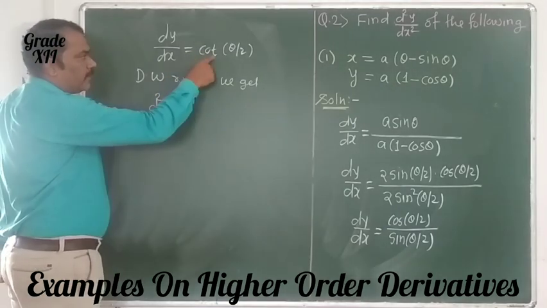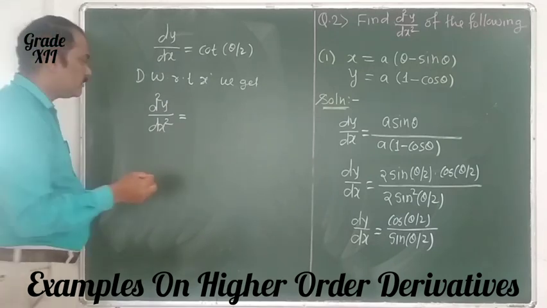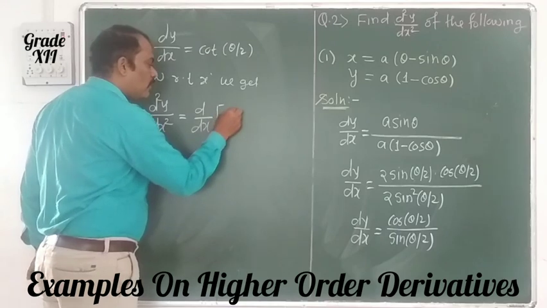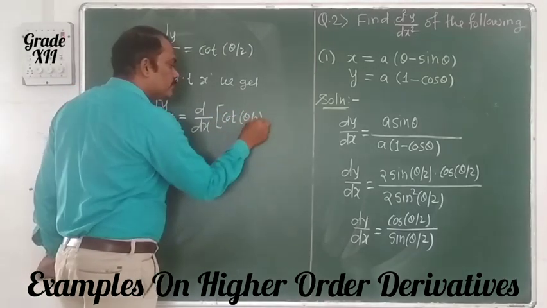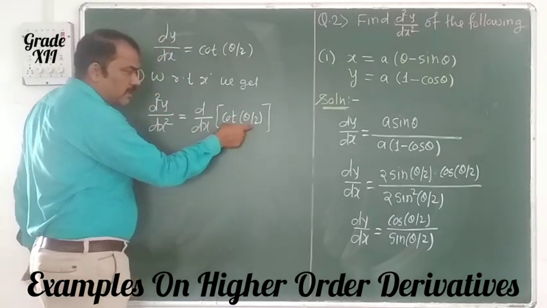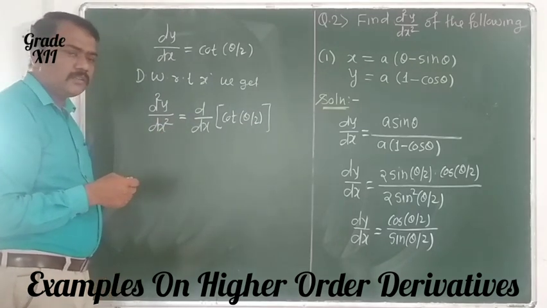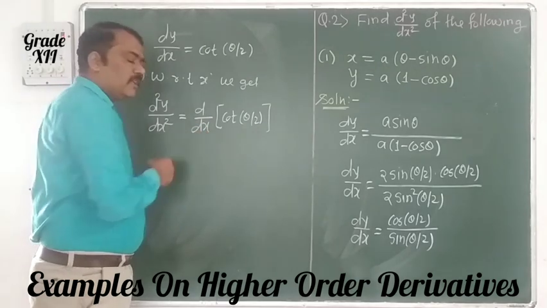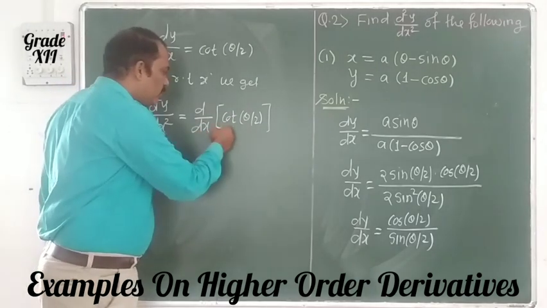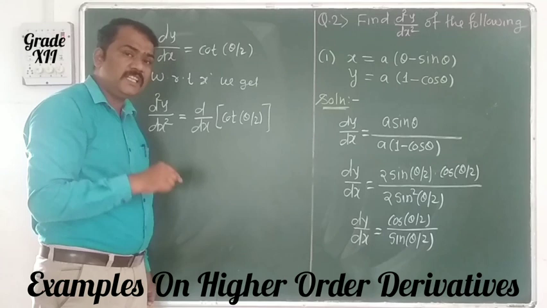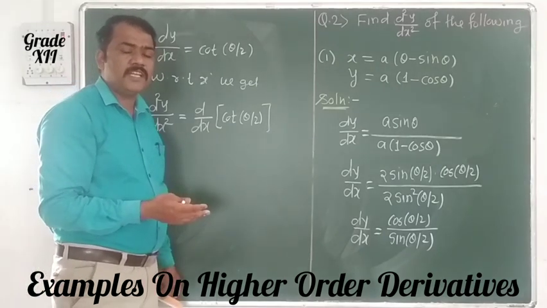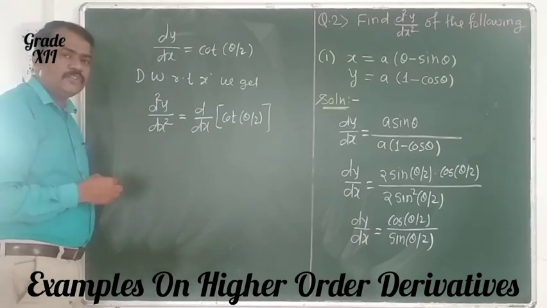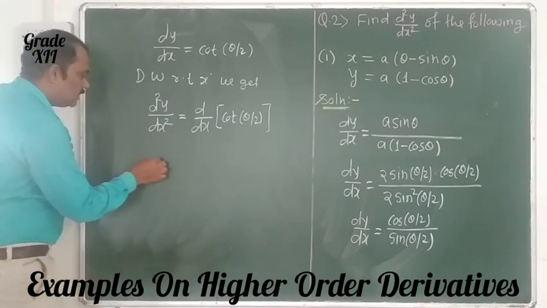Okay, we have to take the differentiation of this cot theta by 2 with respect to x, so that we can write like this: d by dx of cot of theta by 2. But here the function is in the variable theta, and we have to differentiate with respect to x. Means first we have to differentiate this function with respect to theta, and then differentiate theta with respect to x. Otherwise, we can adjust this by using the derivative of the composite function.